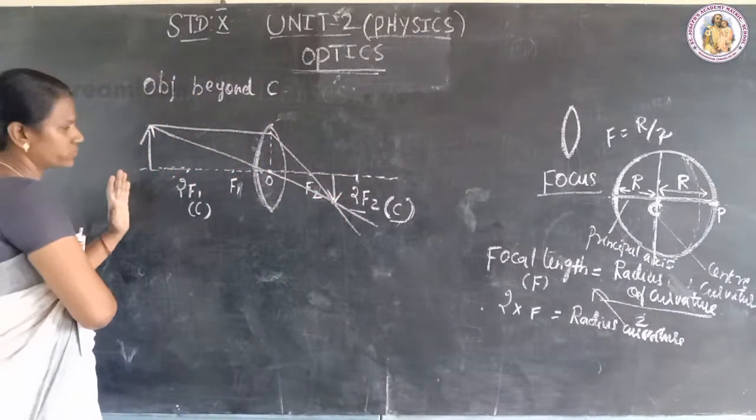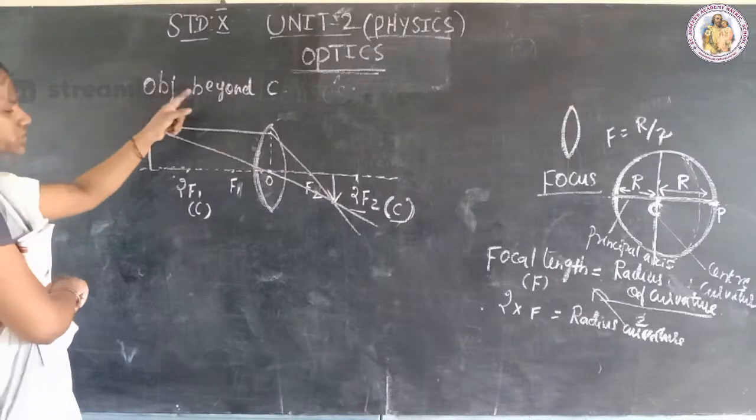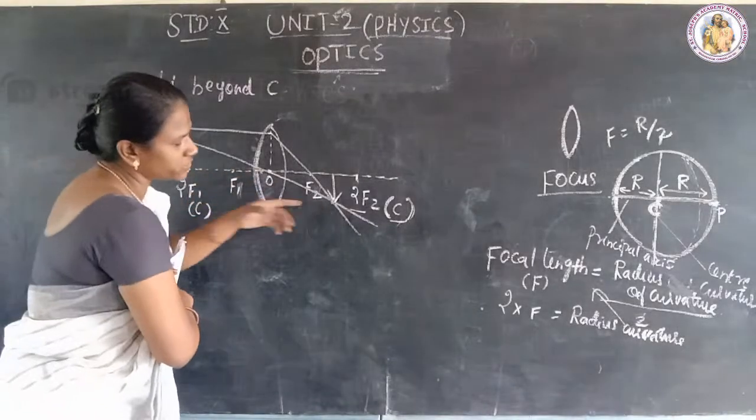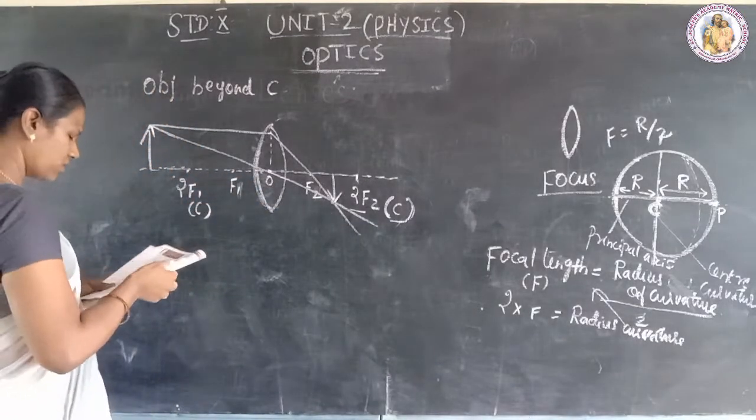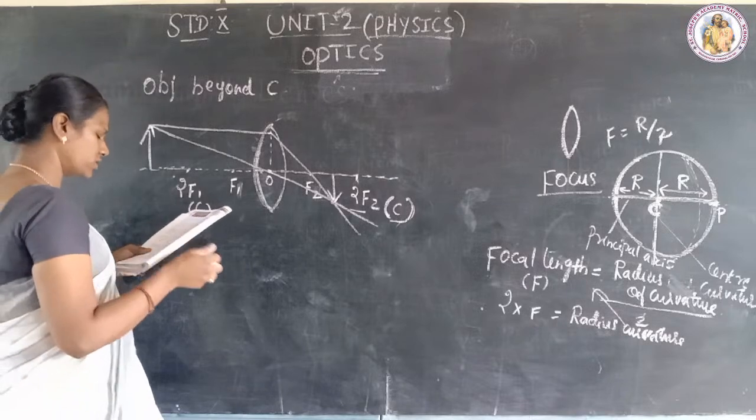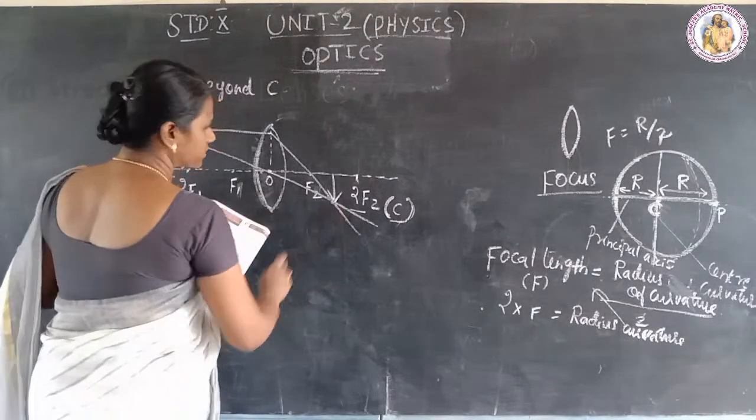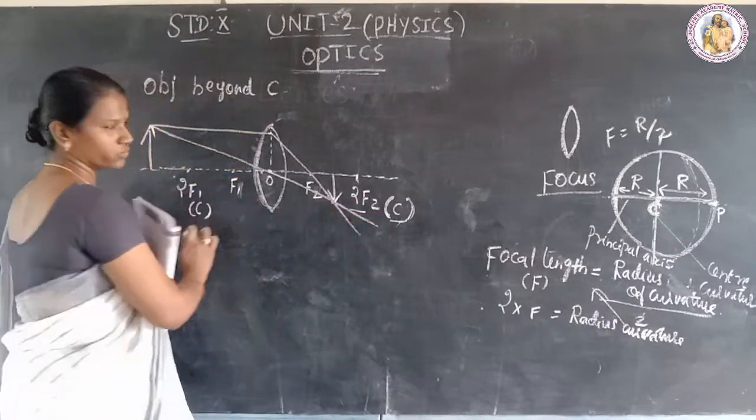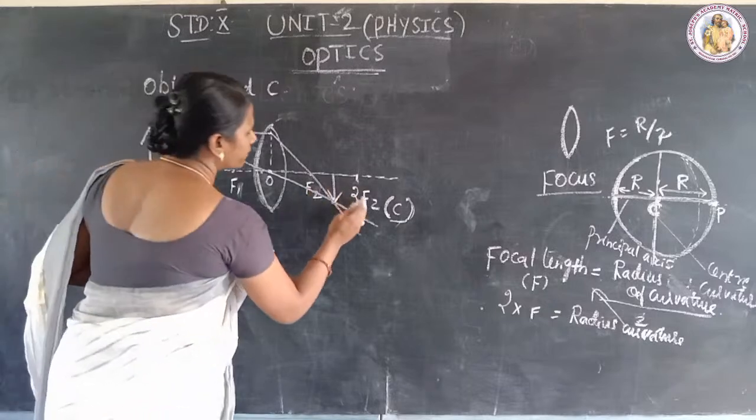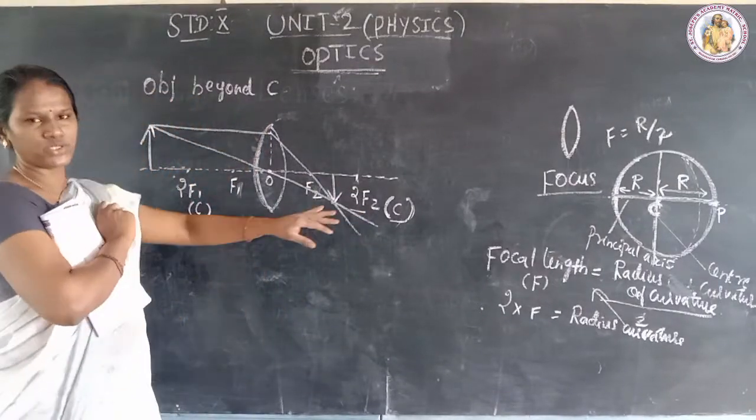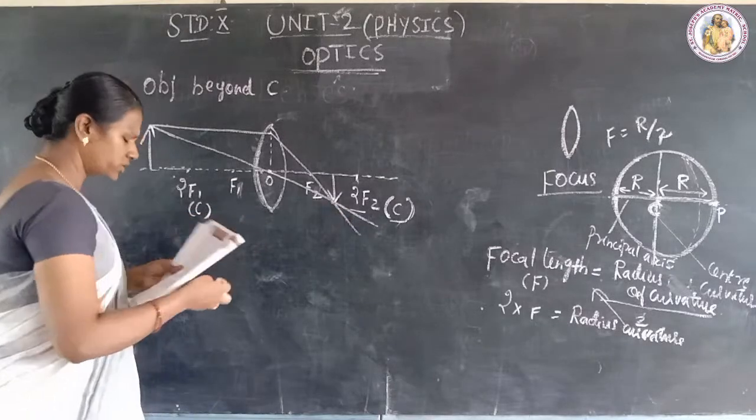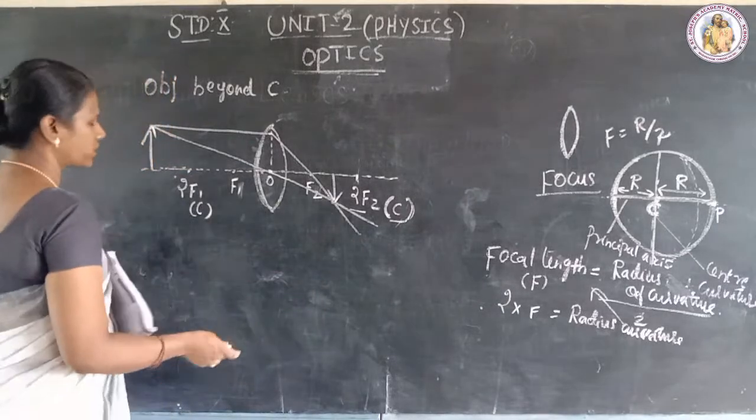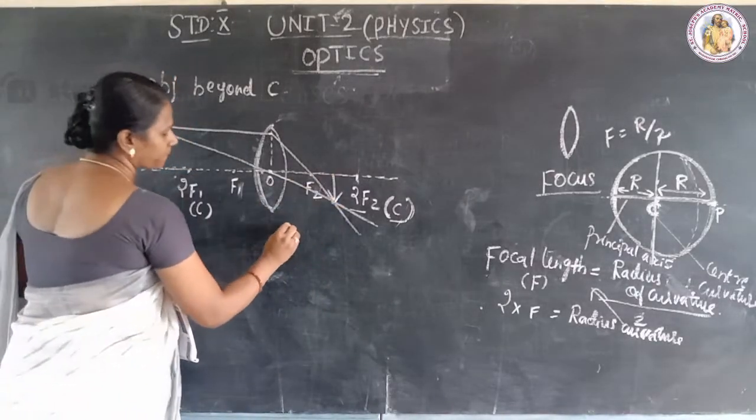So when an object is beyond C, where is the image formed? It is formed in between the center of curvature and the principal axis, that is between 2F2 and F2. And what about the type of image here? A real and inverted image is formed. So this is the real image.